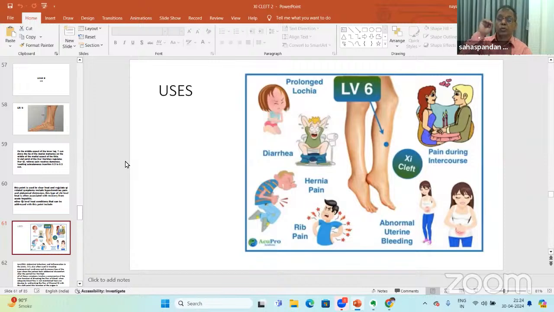And tonsillitis, abdominal infection, and inflammation in the joint. If there is a joint inflammation, abdominal infection, and tonsillitis, in this case, this point can be useful.